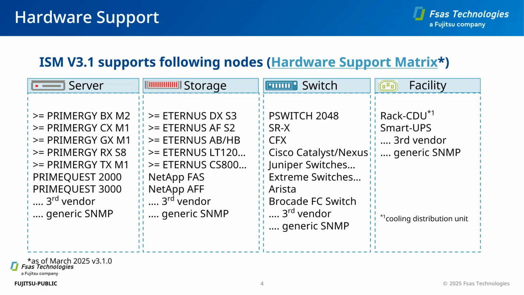ISM offers broad hardware support. As you can see here, ISM supports a wide range of Primergy servers, PrimeQuest systems, and Eternus storage arrays. It also supports network devices from various vendors, including Cisco, Juniper, and Extreme. Furthermore, it supports facility components like rack CDUs and smart UPS devices. This extensive hardware support ensures that ISM can manage a diverse range of environments.